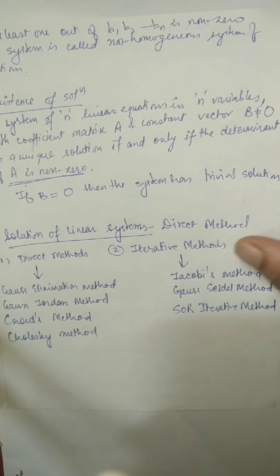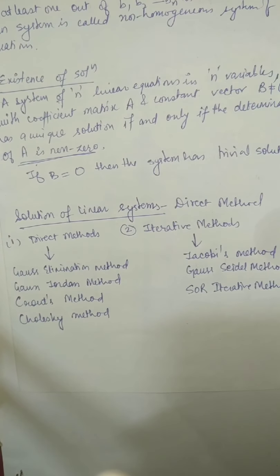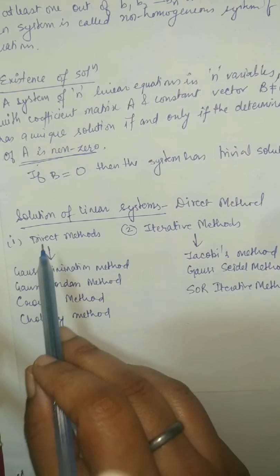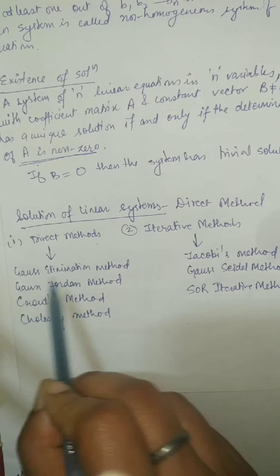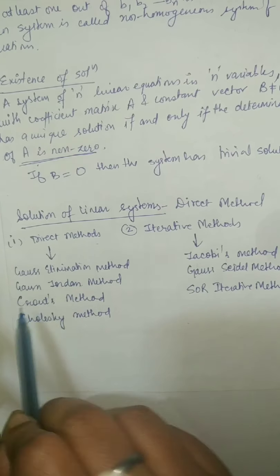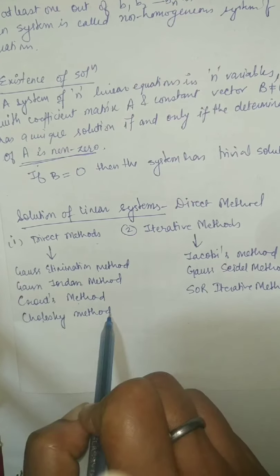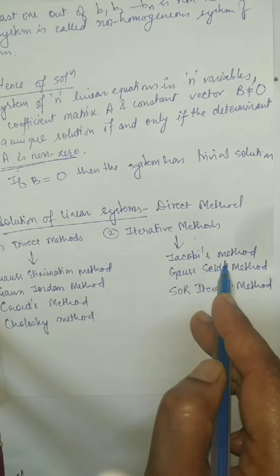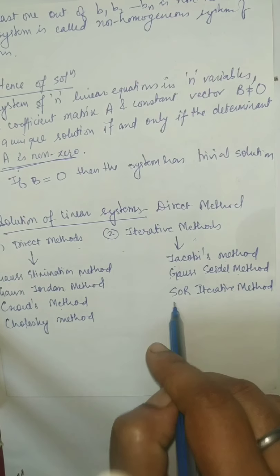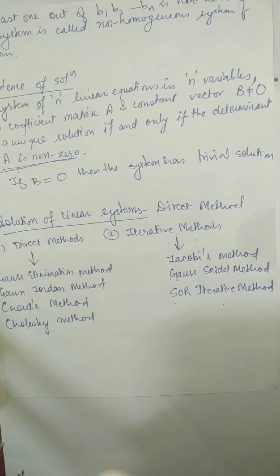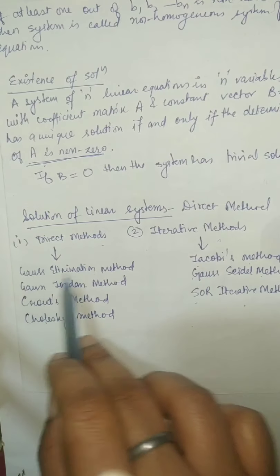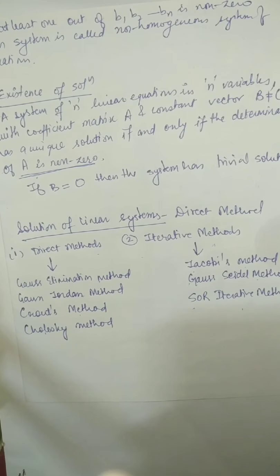Okay. Now, for the solution of linear systems, we study some direct methods and iterative methods. The direct methods we are going to study are the Gauss Elimination method, Gauss-Jordan method, Crout's method, Cholesky method. Iterative methods are Jacobi's method, Gauss-Seidel method, and SOR iterative method. Let's study the first direct method, Gauss Elimination method.